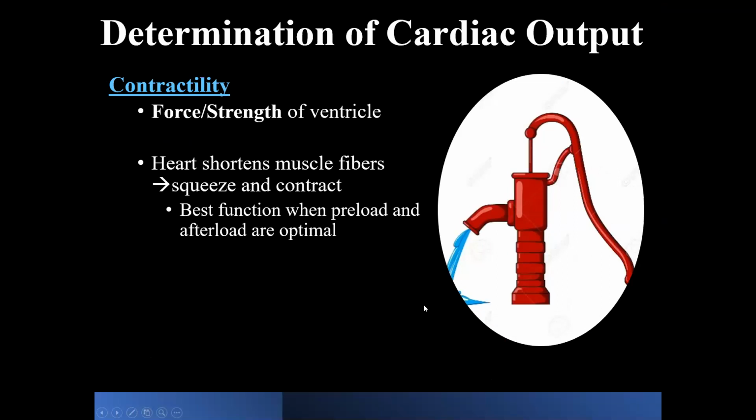The last determinant of stroke volume is contractility. And I was telling the groups this morning that we need to look at our ejection fraction on our 2D echoes. That should be one of the first places you go if you're really worrying about somebody's contractility: looking at the ejection fraction and how well that heart is contracting. Is the heart able to squeeze and contract and get that blood out of the heart? Or is it very, very weak?